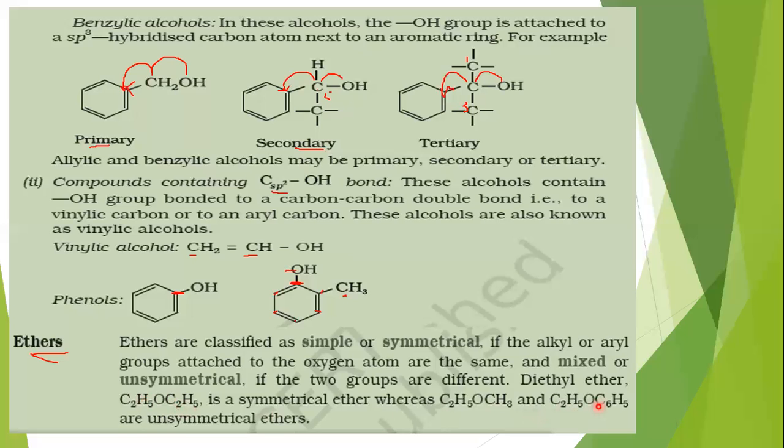See this example. To this oxygen, one ethyl group is bonded and another, a phenyl group, is bonded. So both groups are not symmetrical, not the same. So this example of ether is called a mixed ether or unsymmetrical ether.